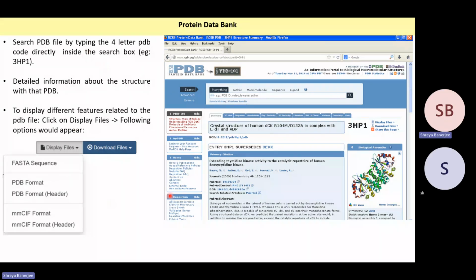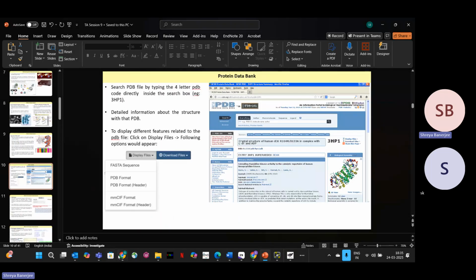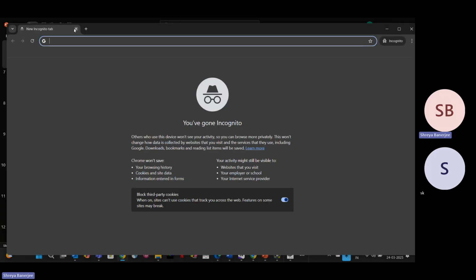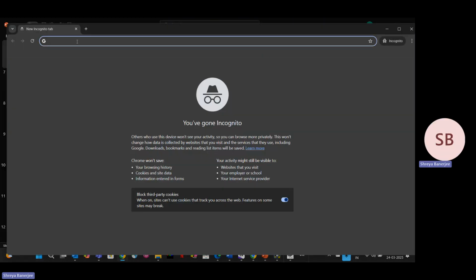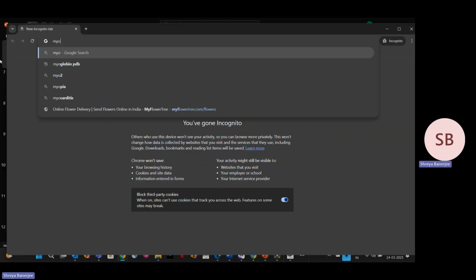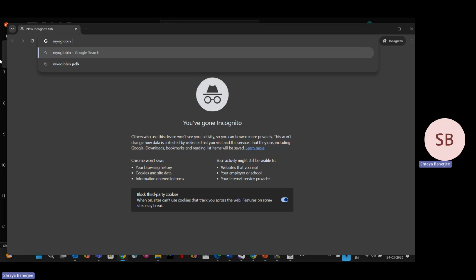So I was talking about the PDB file, and you can basically go to the Protein Data Bank. I'll show you. So let us think we want to find the PDB. You can have a question: suppose we don't know this 4-letter code, then how can we access the structure of that protein? So imagine I want the structure of myoglobin. I can just write myoglobin PDB.